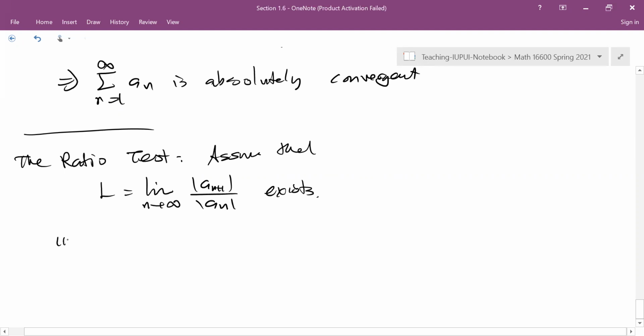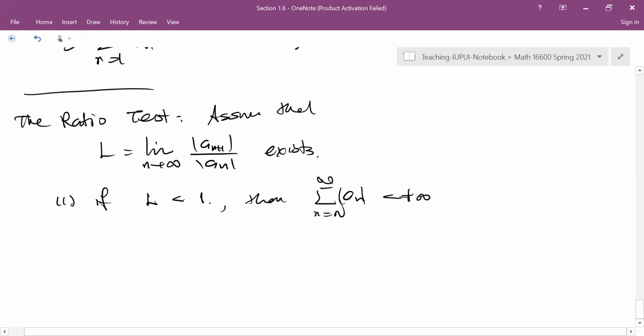So first, if L is less than 1, then you can show that this is convergent, is finite. So then the series is absolutely convergent, right? If L is greater than 1, or infinity, including infinity, then this series is divergent.